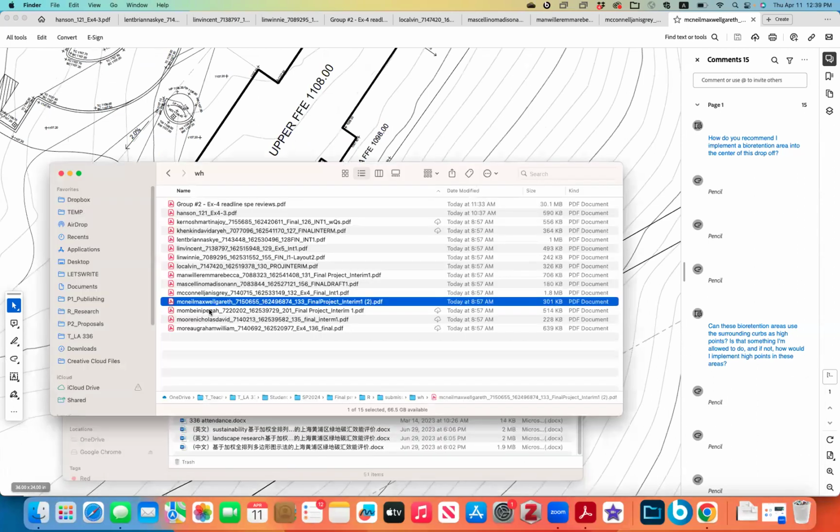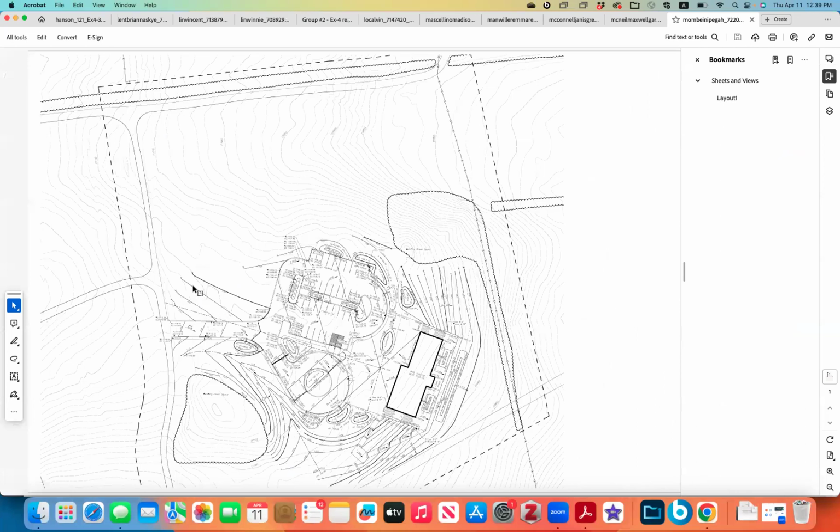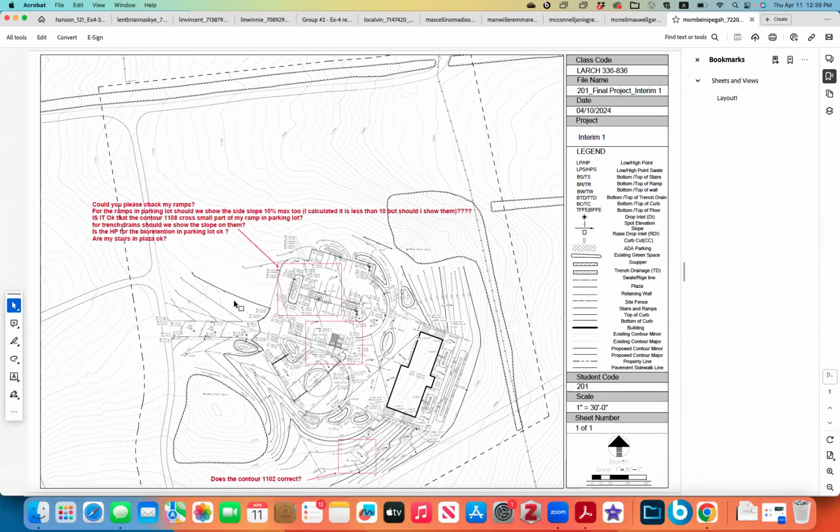Okay. Next we have Pega. So check the ramps, side slope. You don't need to show the side slope. That's the flare. Is it okay that the contour goes across small parts of the ramp? Yes. It's supposed to, right? Once your contour actually hits the ramp, it needs to continue to go.